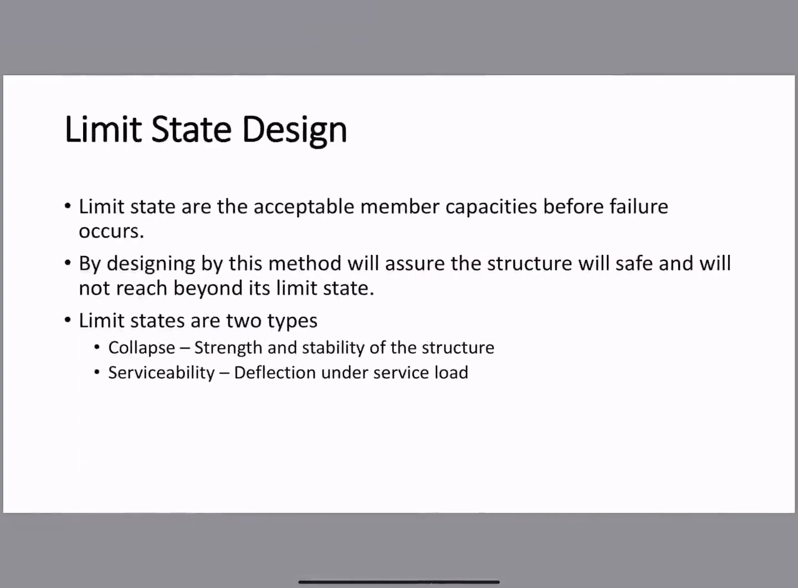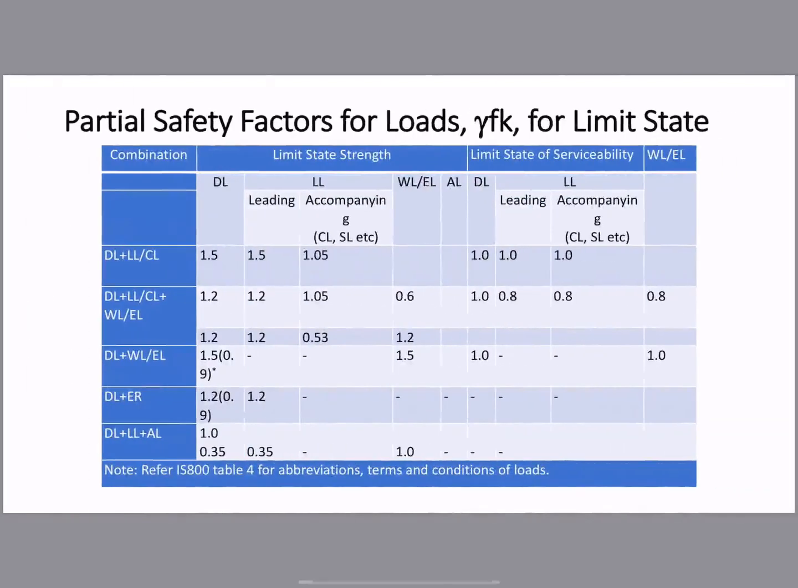Now let's discuss the limit state design. The limit states are the acceptable member capacities before failure occurs. By designing with this method, we assure the structure will be safe and will not go beyond its limit state. The limit states are of two types. One is collapse: strength and stability of the structure. The second is serviceability: deflection under the service load. We need to check these two in order to achieve the perfect design of the member or structure.